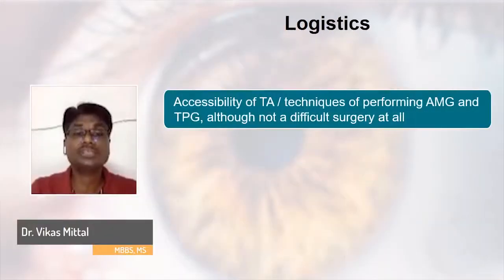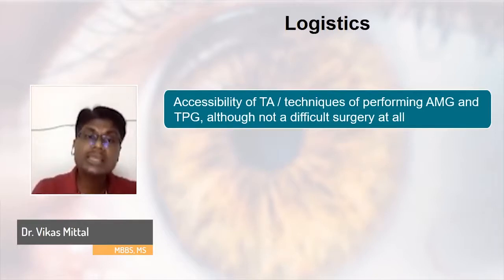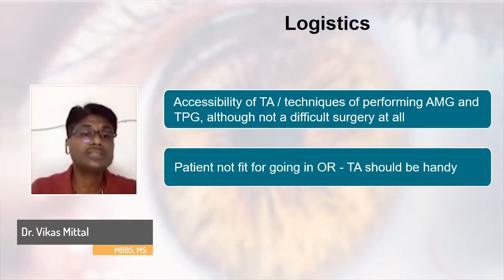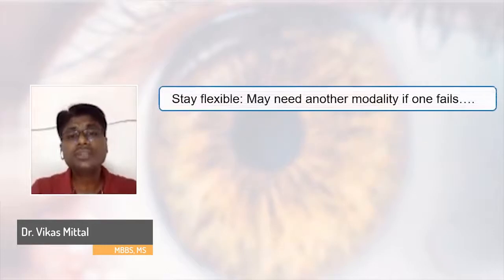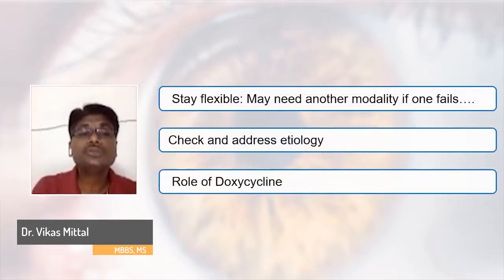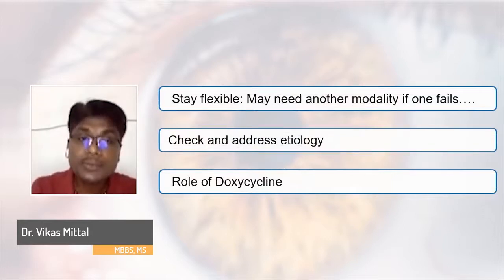And that again depends on logistics. Where are you practicing? What all techniques do you have? What all you know? What I feel is, whether you are a general ophthalmologist or cornea surgeon, you must know TABCL and tenon patch graft, because these are not difficult surgeries. Sometimes the patient cannot go to OR, he's not fit, or some other logistic issue. TA will be very handy. So we need to understand that although these are broad guidelines, you need to stay flexible. Sometimes one modality fails and you might need to use another modality also.